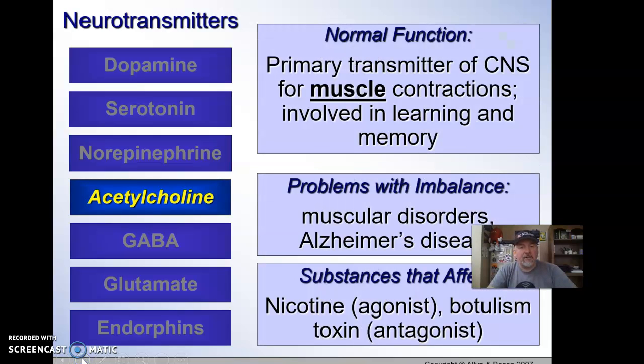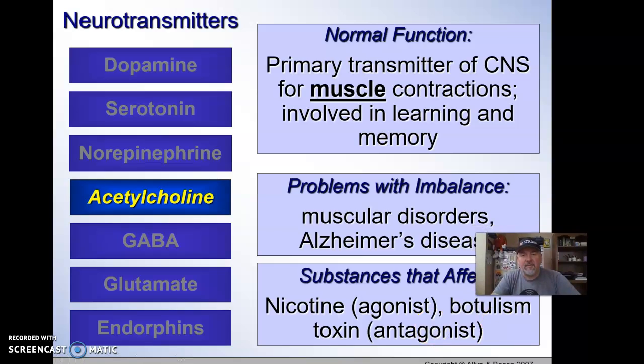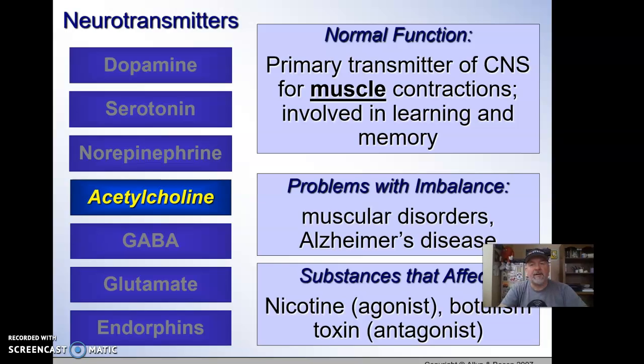Acetylcholine, it's really good for muscle contractions. Your muscles can't contract if you don't have enough acetylcholine. The way I remember it is an ACE bandage goes around your muscles. You know those beige bandages that go around your muscles when you're sore. So an ACE bandage goes around your muscle. Maybe Mr. Davis has a better mnemonic than I do, but that's how I remember. It's a transmitter of the central nervous system that helps with muscle contractions.